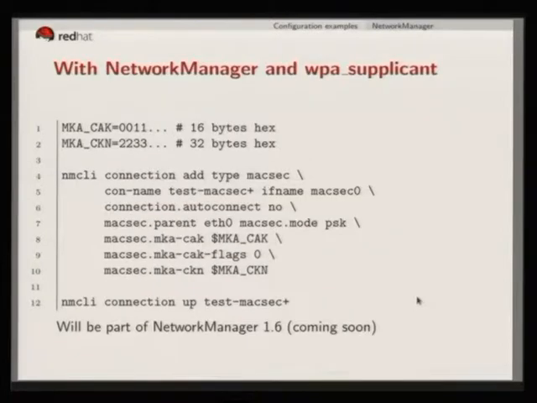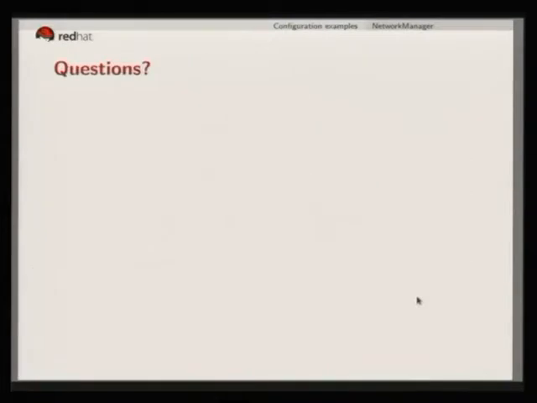Now, maybe something even more convenient to a lot of people is Network Manager. You will also have to generate your CAK and CKN. Then you can use nmcli for that. And what Network Manager is going to do is configure WPA supplicant for you, and WPA supplicant takes care of the key exchange in the background. And that will be part of the next release of Network Manager, thanks to Beniamino, who is right here in the middle. And that's it.